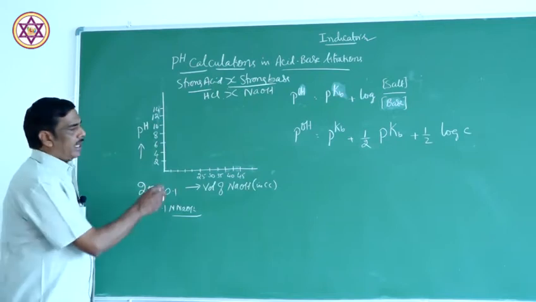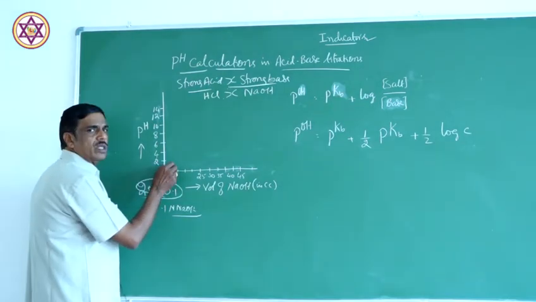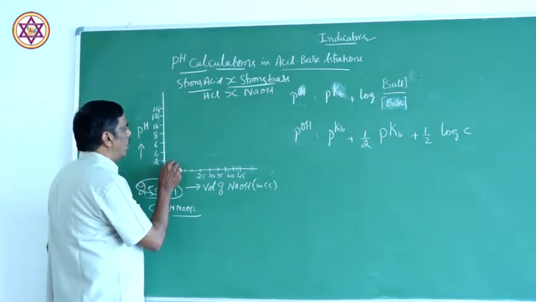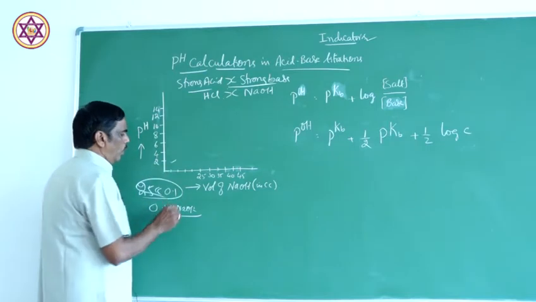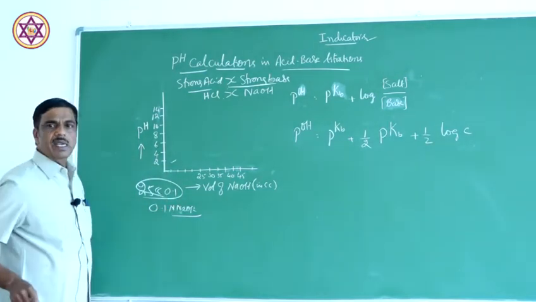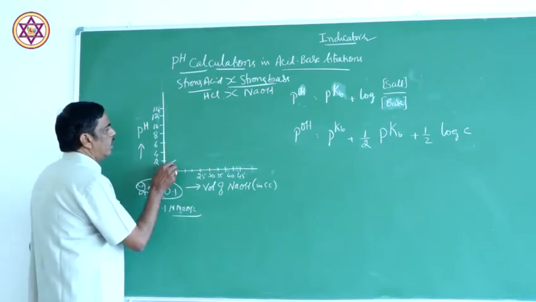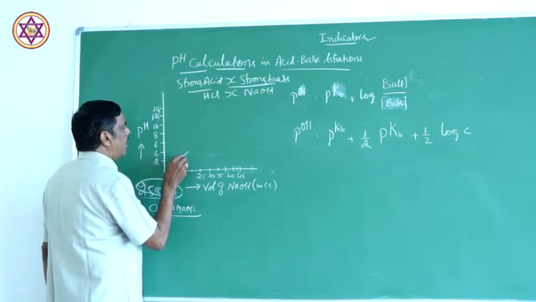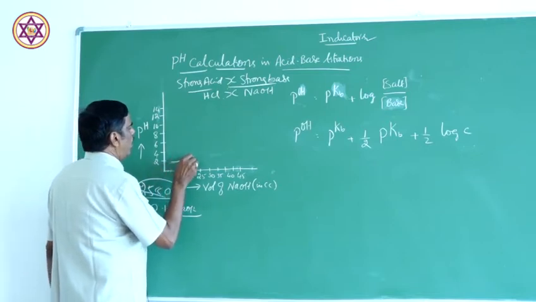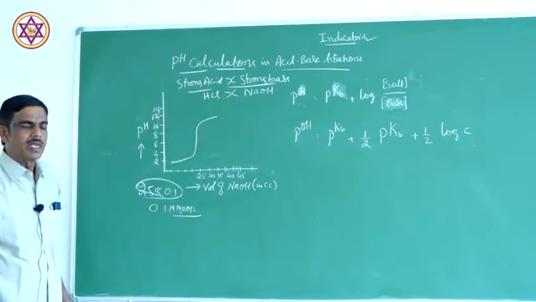Now, in the beginning, when you take 25 cc of 0.1 normal HCl, the pH is very low, less than 2. When you go on adding sodium hydroxide, the pH goes on increasing. At the end point, what happens? At the end point, there is a sudden rise of pH.